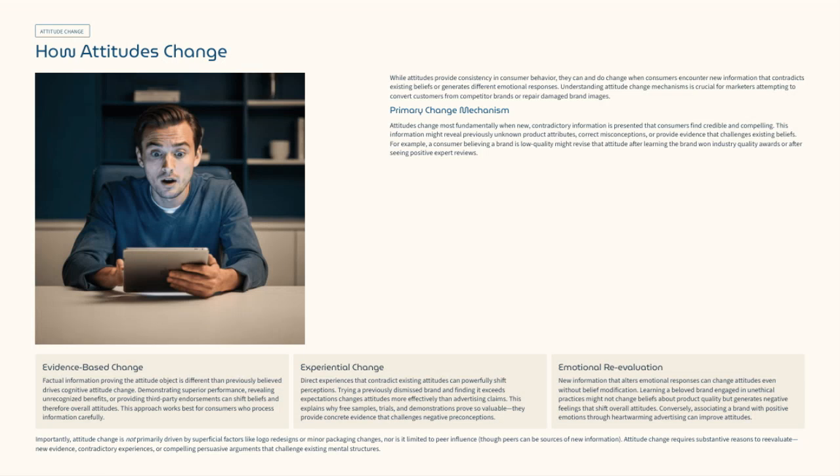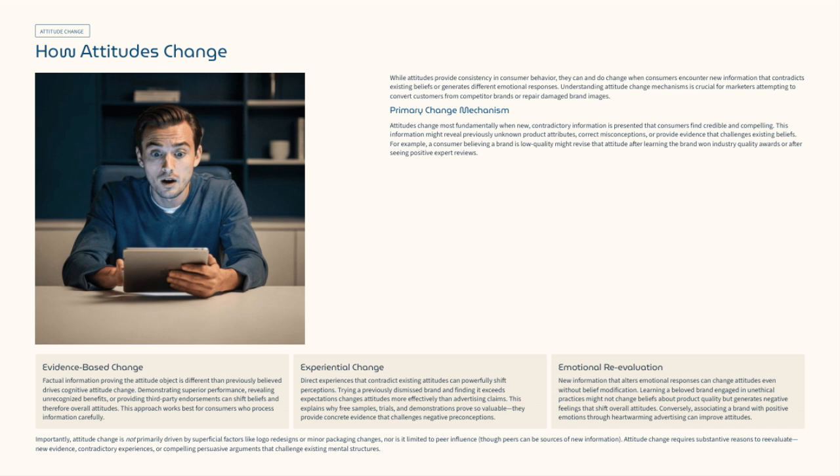Importantly, attitude change is not primarily driven by superficial factors like logo redesigns or minor packaging changes, nor is it limited to peer influence, although peers can be sources of new information. Attitude change requires substantive reasons to reevaluate, such as new evidence, contradictory experiences, or compelling persuasive arguments that challenge our existing mental structures. New information that alters emotional responses can change attitudes even without belief modification.